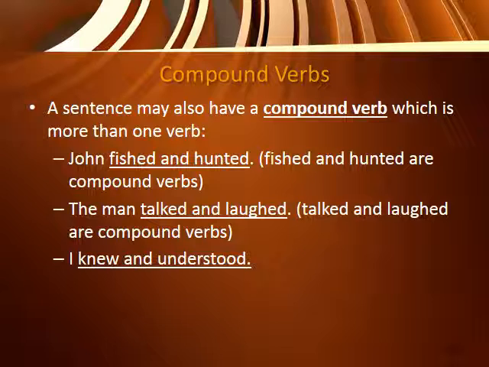John fished and hunted. Fished and hunted are compound verbs. The man talked and laughed. If we're just talking about the man talked, period, it would just be considered a simple verb. This is a compound verb because not only did the man talk, but he laughed. I knew and understood. Knew and understood are both verbs. Since we have more than one verb, we call it a compound.